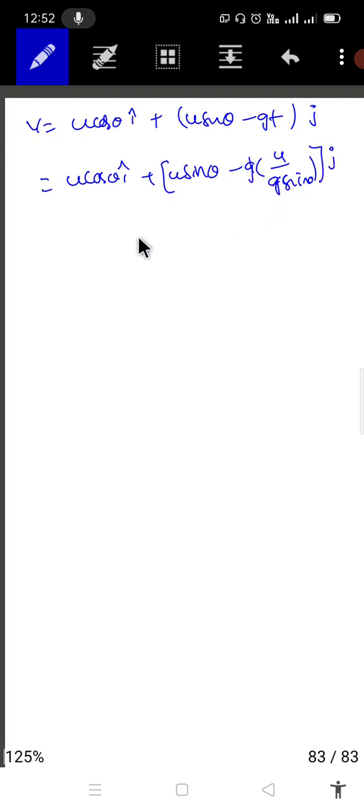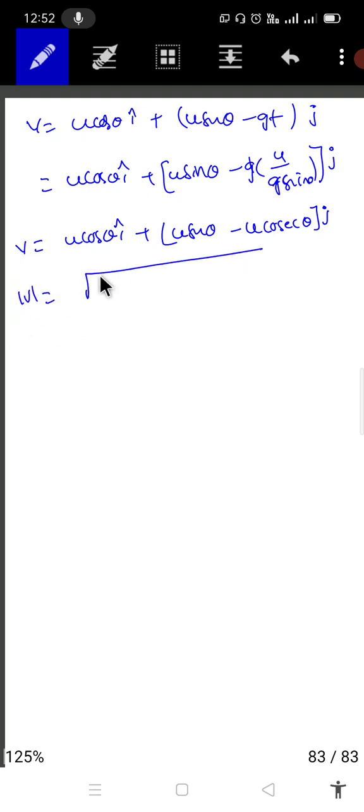So g gets cancelled. Now u cos theta i cap plus u sin theta minus, so 1 by sin theta is cosecant theta, u cosec theta, j cap. This is the velocity vector v. So now I am going to find the magnitude. The magnitude is the square root of u square cos square theta plus u sin theta minus u cosecant theta whole square. This one I am going to expand.